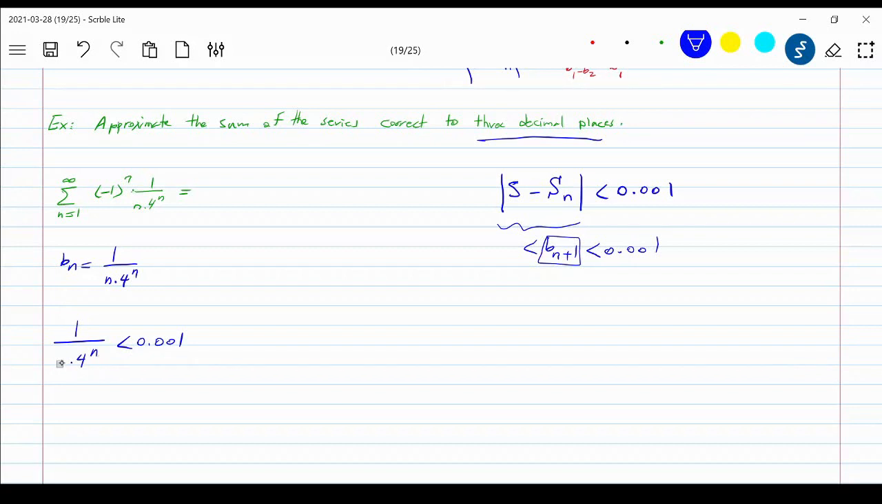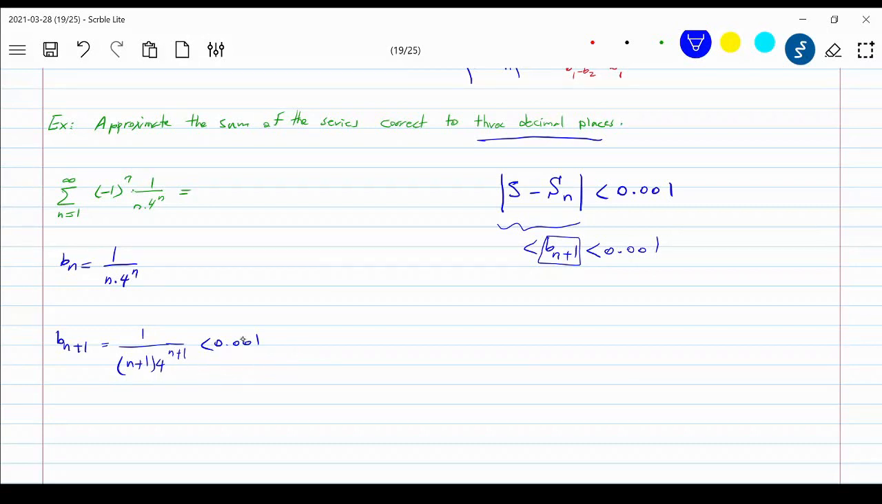It's normally supposed to be bn plus 1. So let me write this. You can write bn plus 1, which is 1 divided by n plus 1 times 4 to the power n plus 1, less than 0.001. Or you can replace with bn and just say, okay, I'm going to cut it off at bn plus 1, not at bn. It's either way the same. Okay, so here, how do we solve this inequality?